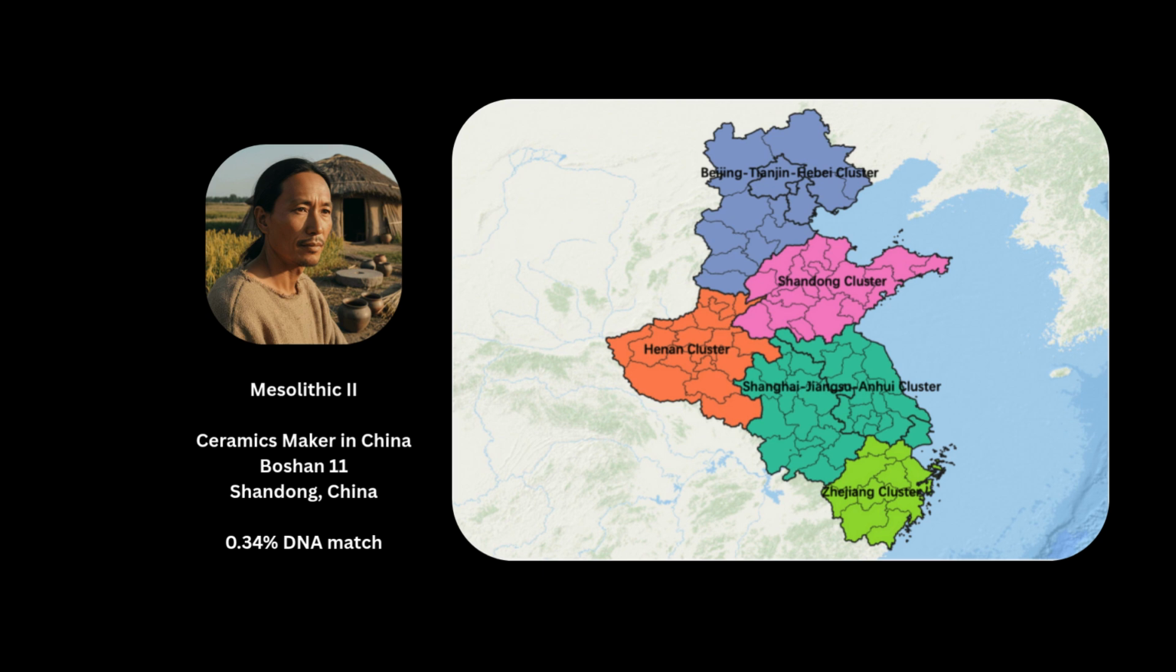So next on my DNA matches in the ancient bloodlines, Mesolithic 2 era, ceramics maker in China. Boshan 11 is the identifying number. Shandong, China. I match 0.34% with this sample, genetically closer than 23.4 of another Genome Link users.